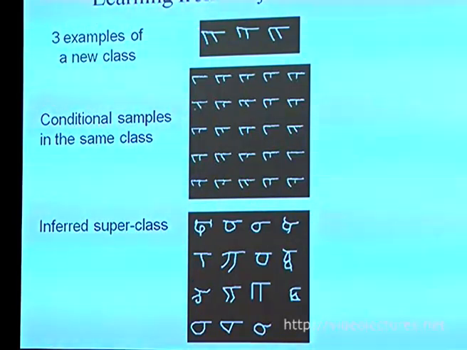So here I'm showing three examples of a new class that's been held out of the data set, and then here are generalizations. These are conditional samples of the model. New things of that sort, and it's done this by recognizing that it's of the same type as the ones shown on the bottom, and then using the learned prior for that superclass.